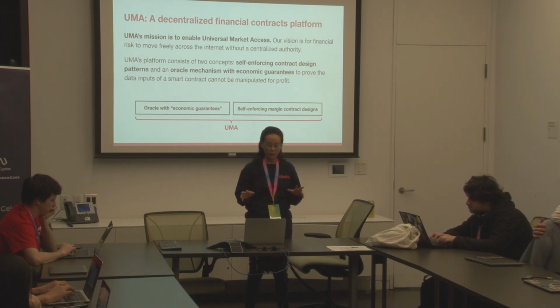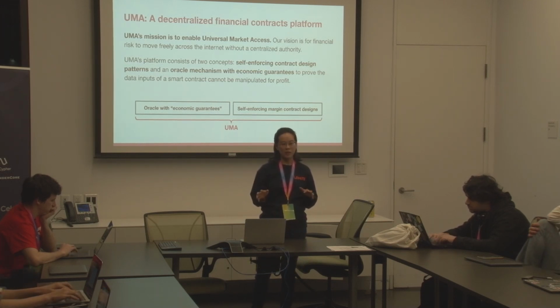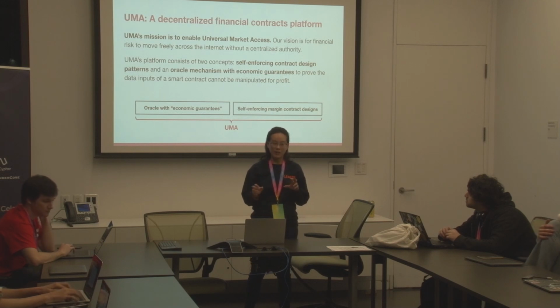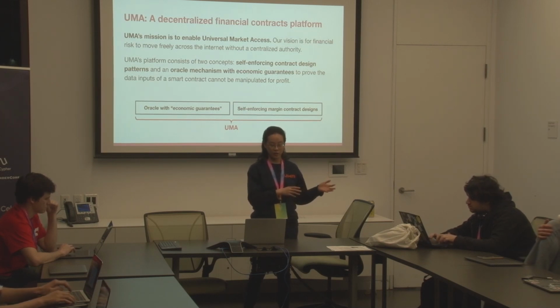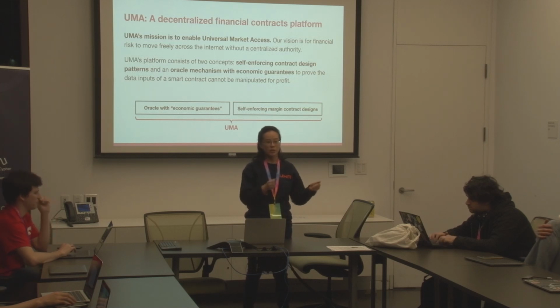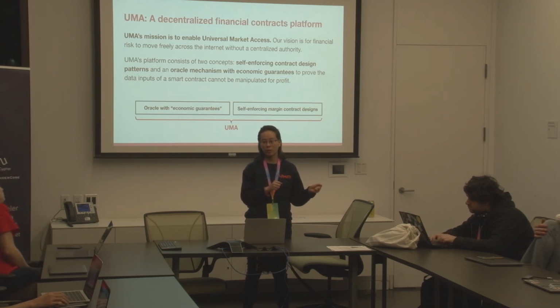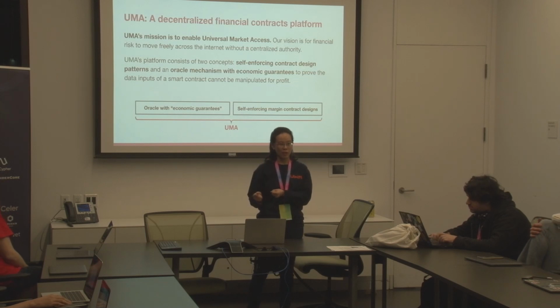Because UMA is really focused on universal market access, one of the core types of products that we've been focused on are synthetic financial products. This means that we have financial products that can reference external or real-world assets without requiring anyone to actually hold on to those physical assets. As a result, there's a need to have information from the real world somehow transported onto the blockchain, which is where UMA's oracle comes in.